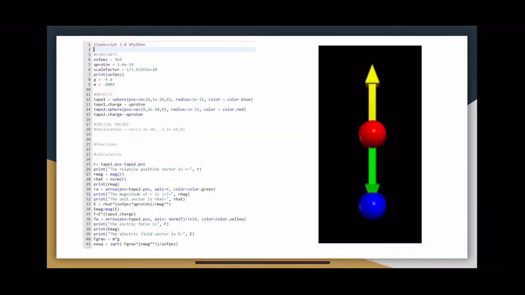This is a picture of the coding, and on the right you can see the actual diagram. The red is the tape on the top, which had to float, and the blue is the tape on the bottom, that exerts the upward force. I set them as point particles, of course, and the yellow arrow shows the electric force and the green arrow shows the force due to gravity.